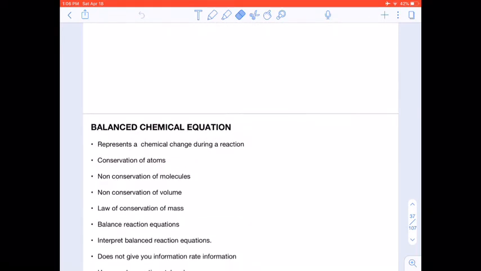Right now, when we're looking at chemical reactions at an observable level, you find that certain things happen. Now, in order for what we see at an observable level, we need to be able to write an equation for it and represent that in symbolic terms. Let's look at balanced chemical equations.